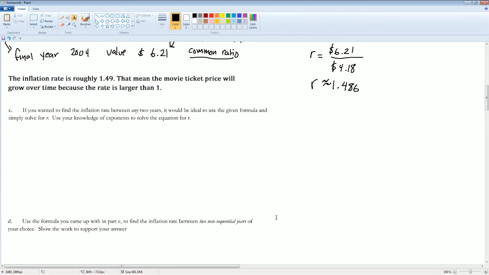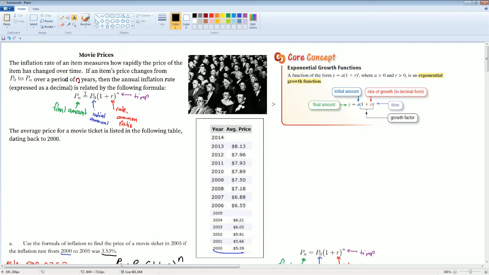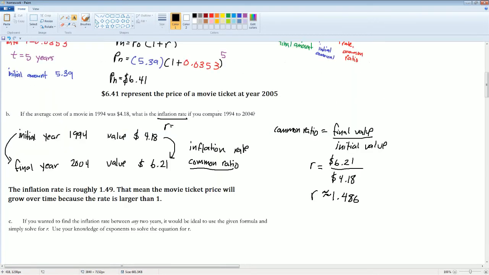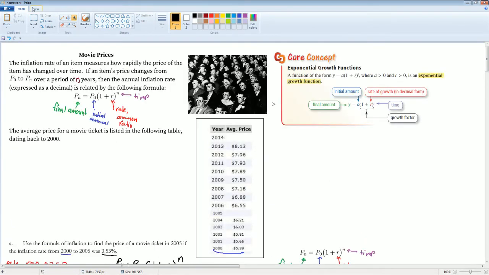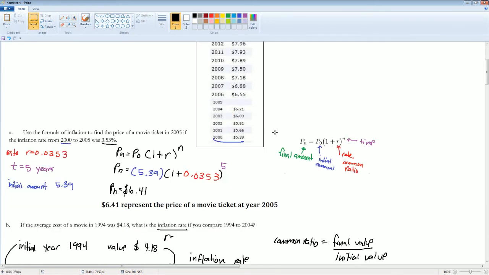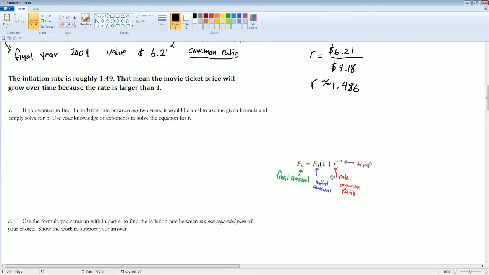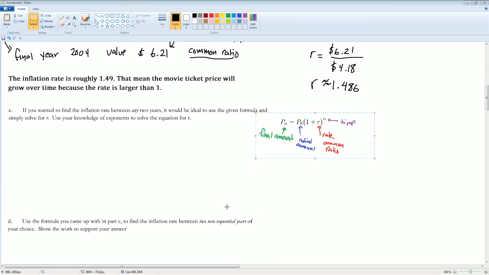If you want to find the inflation rate between any 2 years, it would be ideal to use the given formula to solve for R, using your knowledge of exponents to solve the equation for R. Whoa, you want us to solve for R here? Okay, that's doable, but it's nasty though. I don't know why anyone would do this, but okay. Solving for R this way? Alright, let's just rewrite the equation. Let's see what fancy algebra we can do here.